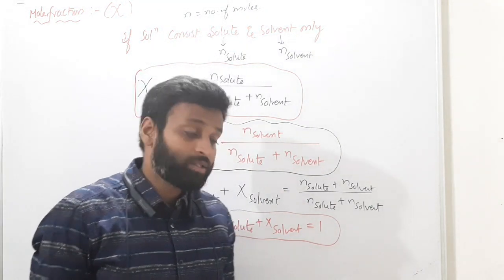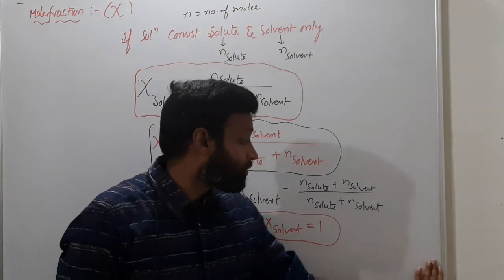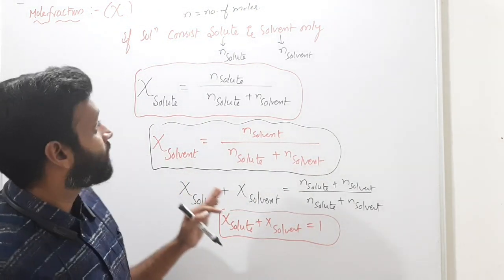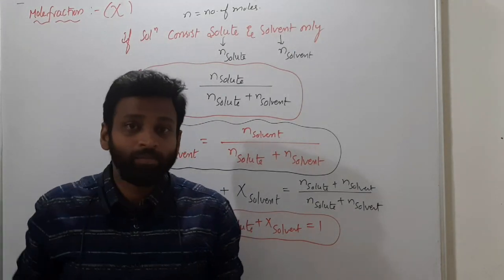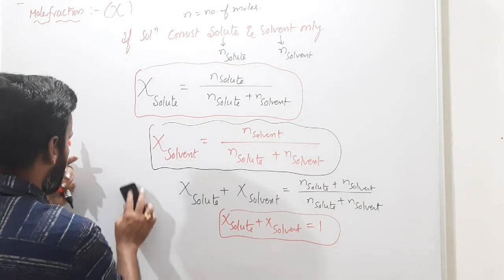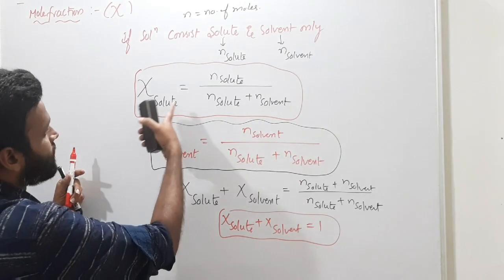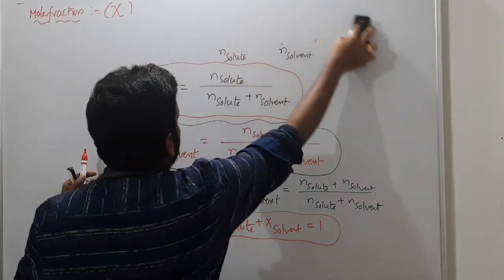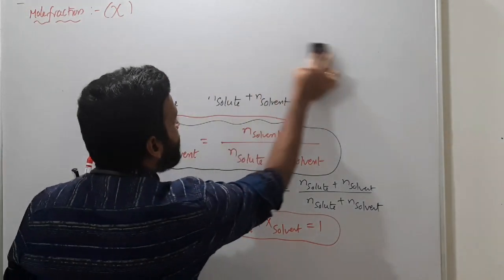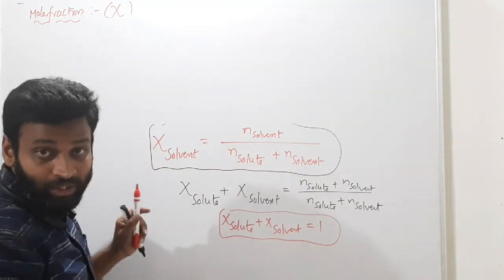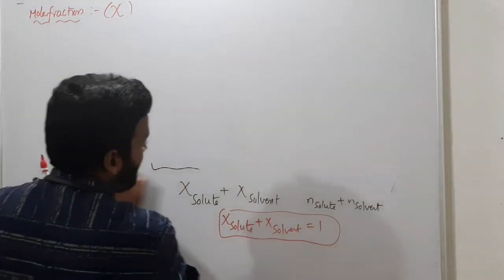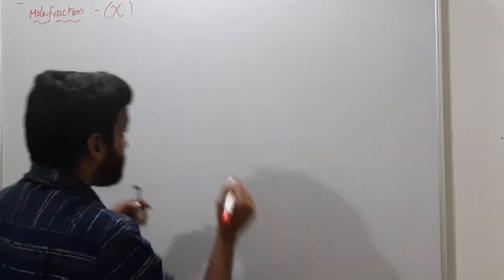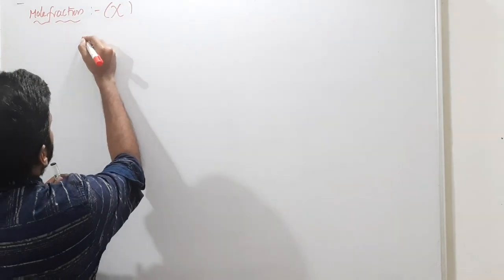Mole fraction of solute plus mole fraction of solvent is equal to what, sir? 1. Got it clearly? So very important. This is about the mole fraction, and we will see some numericals based on this. Have a look: this is mole fraction of solute and this is mole fraction of solvent. If a solution consists of both solute and solvent, you will have only two mole fractions: one is mole fraction of solute and another is mole fraction of solvent. That's it.